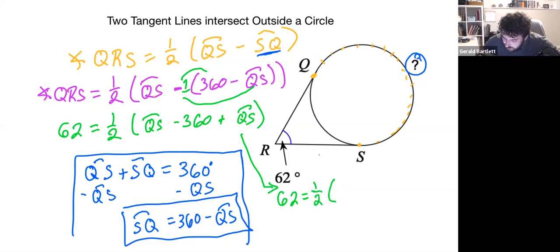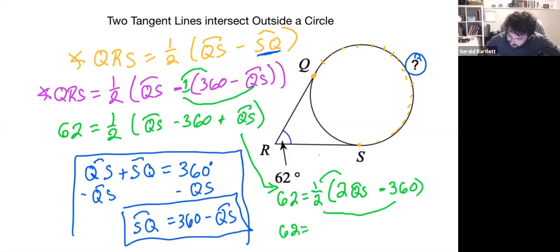Half of 2 arc QS minus 360. Distributing this on through, 62 is arc QS minus 180. And you guys know how to solve this from here. Finish off by adding 180.